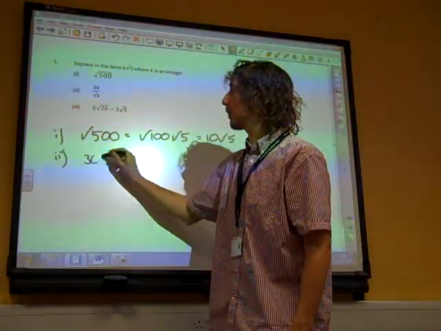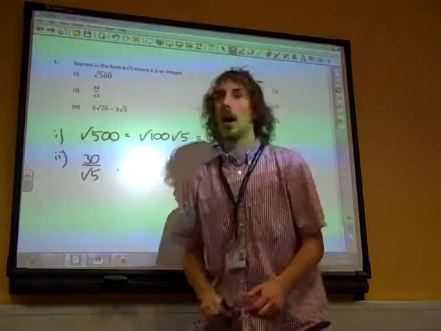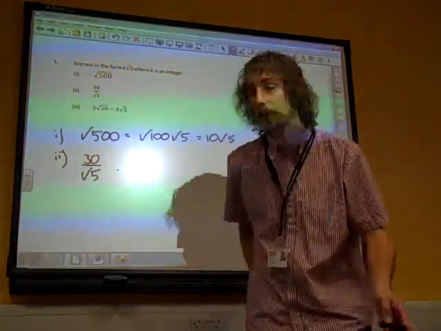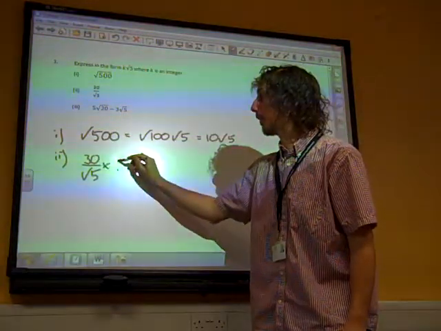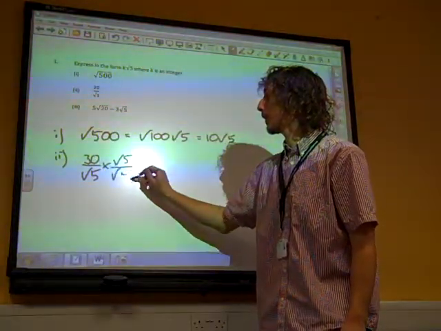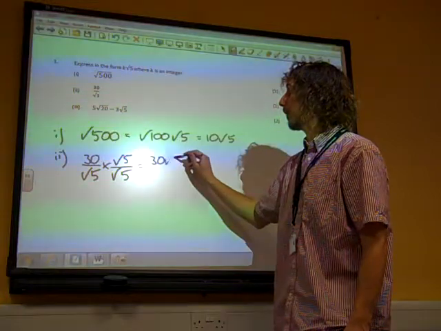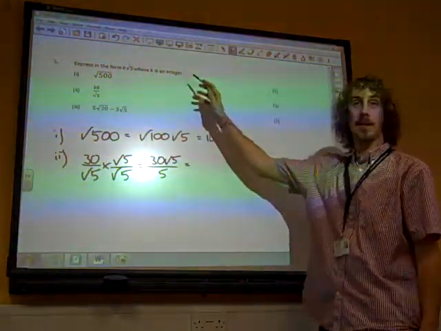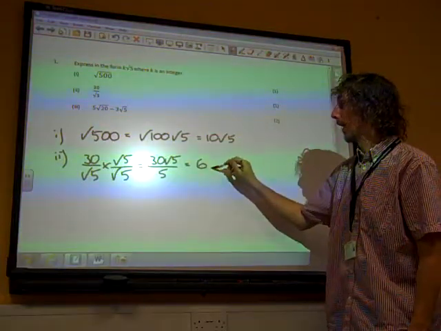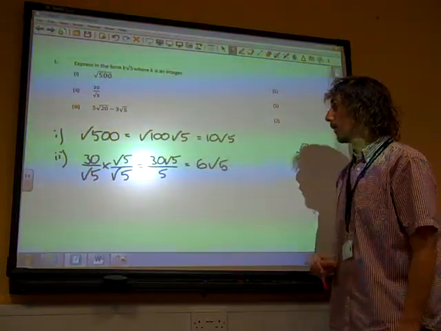The second one, 30 over root 5, a simple rationalising the denominator question. We know that you multiply top and bottom by root 5. And so we get 30 root 5 over 5, and we want to simplify this. It does say where k is an integer, so we need to write it as 6 root 5.